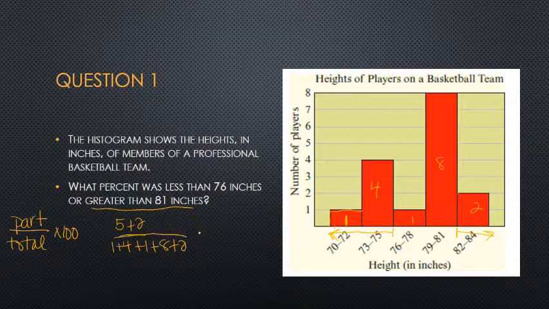Okay, so the part over the whole. I've got 7 in my numerator, and if I add up my denominator, we end up with 16. So 7 divided by 16, and then I multiply that by 100, and I end up with 43.75%. Okay, so that's the percent that is less than 76 inches or greater than 81 inches.